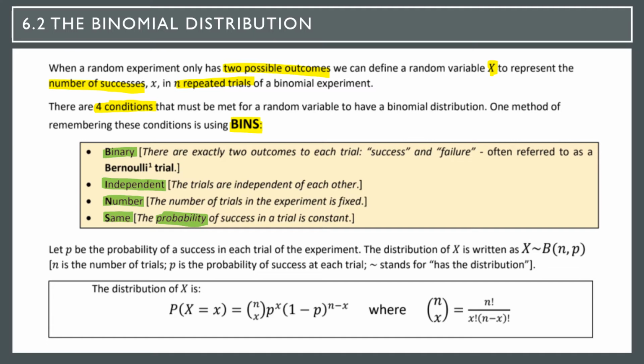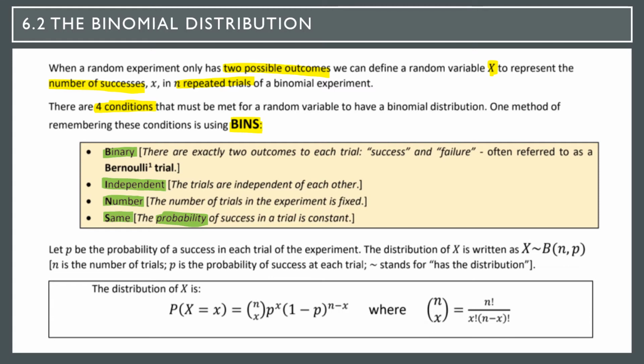And then finally, each trial does have the same probability of success, so we are talking about flipping a fair coin. In this case, the probability of success is the probability that we would land on a head, and in each case that is a half. So there we can see that all 4 conditions have been met, and therefore x in our case can be described by a binomial distribution.